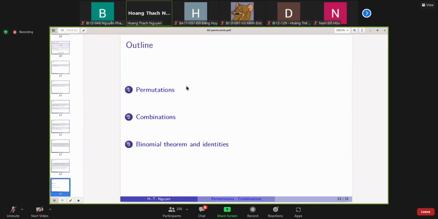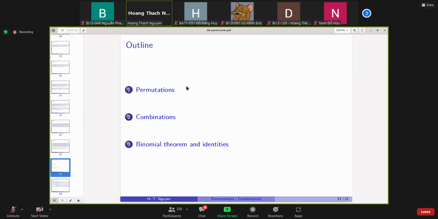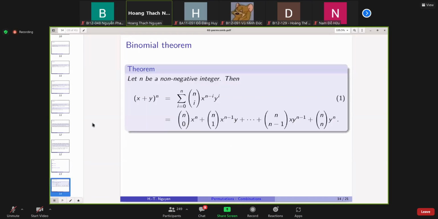The formulas are simple, but we will see that there are many identities involving these formulas for combinations and permutations. In this section 3, we will talk about the binomial theorem, which is a fundamental result in algebra, which is very useful when you develop polynomials and so on.